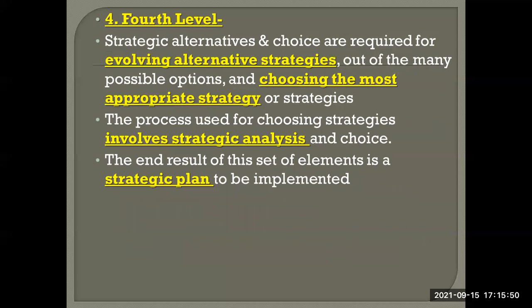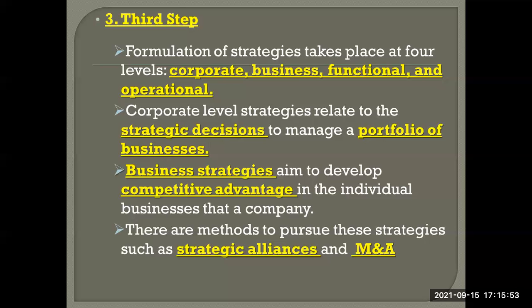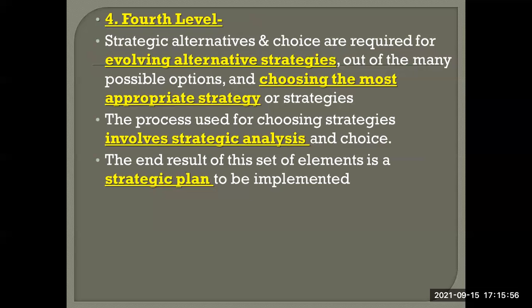Next is the fourth level of strategic management, where strategic alternatives and choices are required for evolving alternative strategies. So we as a marketer think on whether there are any alternatives which we can use for the current strategies. That continuously has to be checked. Out of the many possible options, choosing the most appropriate strategy, so we have a lot of options. We have to select the best one.